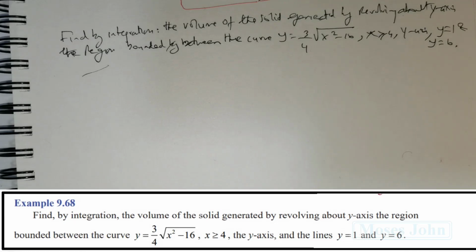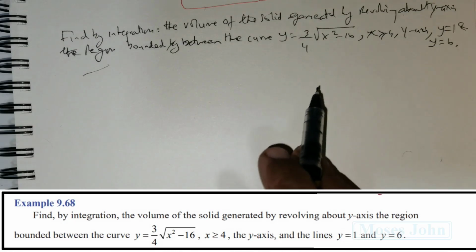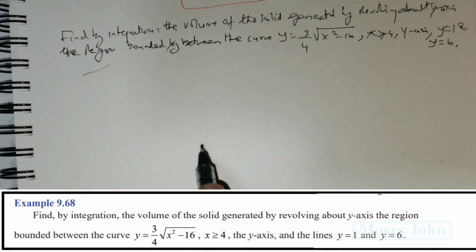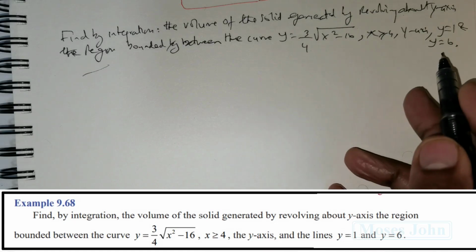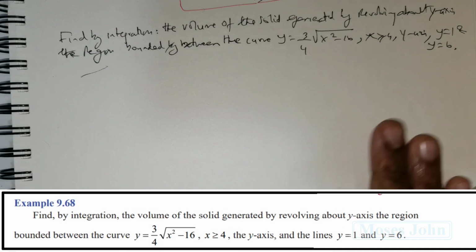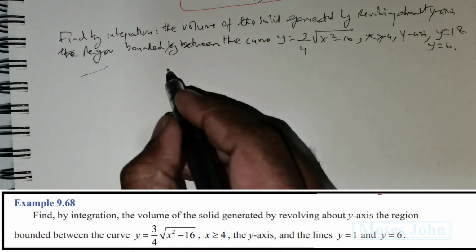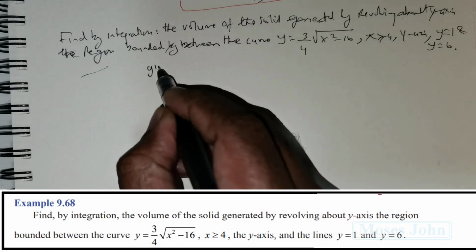Students, we are given this question. Find by integration the volume of the solid generated by revolving above the y-axis, the region bounded between the curves y equals 3/4 times the square root of x squared minus 16, with x greater than or equal to 4, and the lines y equals 1 and y equals 6. What we are going to be doing is first simplifying this.